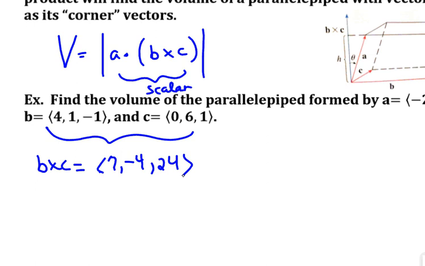Alright, so we just have to dot that with A. If we dot that with A, we get negative 14. Right? Negative 2 times 7, negative 14, plus we get negative 12, plus 0. Is that good? Absolute value of that? 26. Yes, 26. So 26 units what?